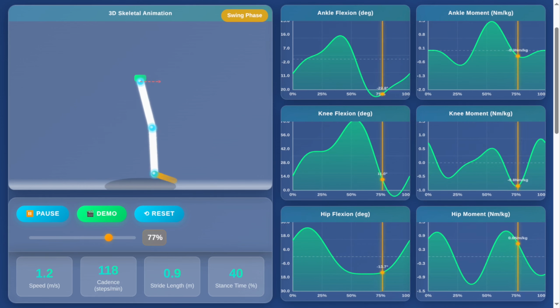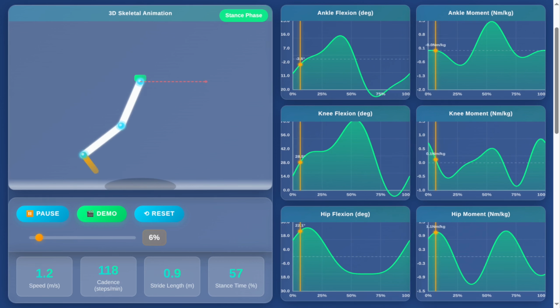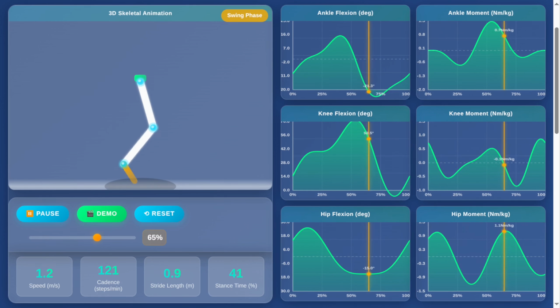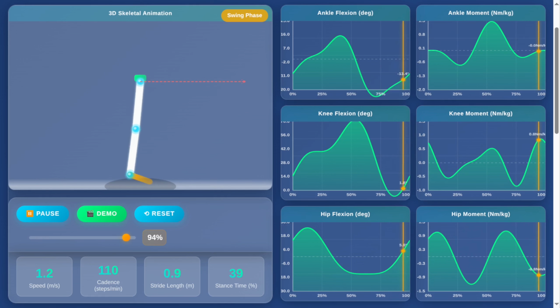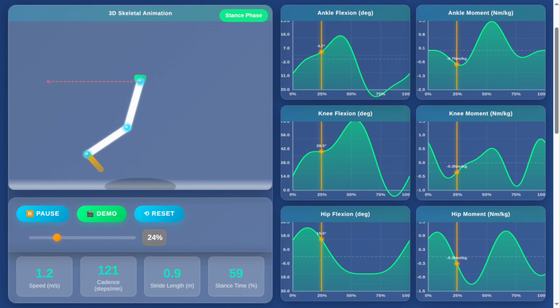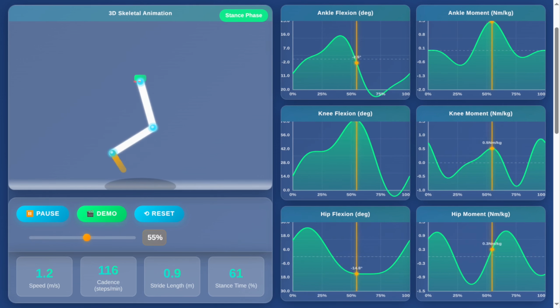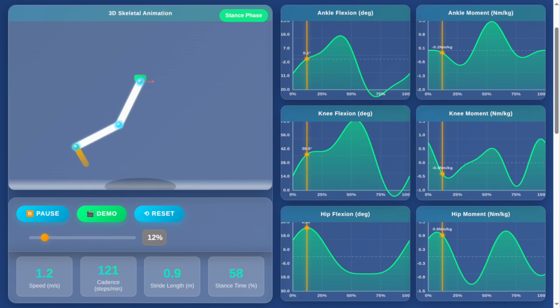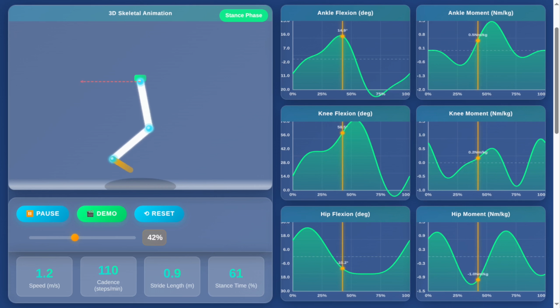Moving to the knee flexion DEG graph, it depicts the bending and straightening of the knee. Higher positive values signify greater knee flexion. During the initial part of the stance phase, there's a small amount of knee flexion to absorb impact, followed by extension. As the leg enters the swing phase, the knee flexes considerably to allow the foot to clear the ground, and then extends again for the next foot strike.